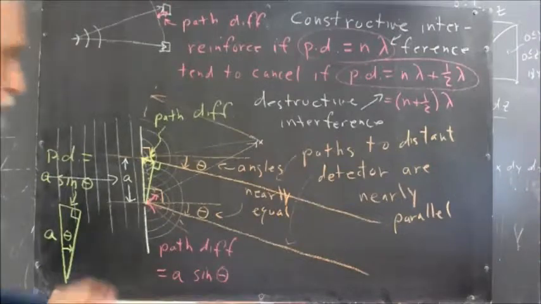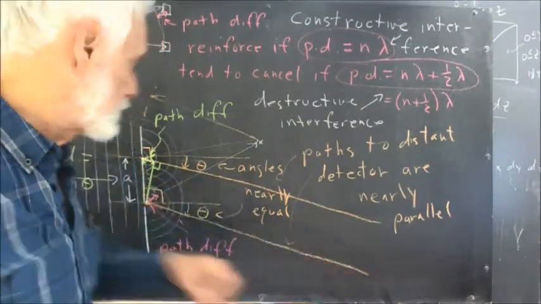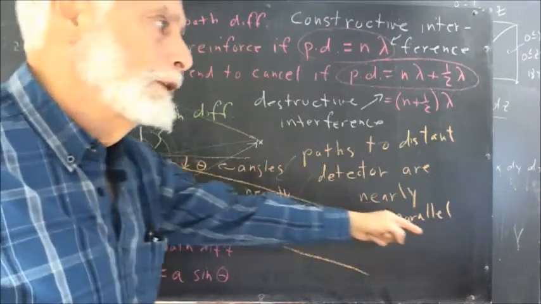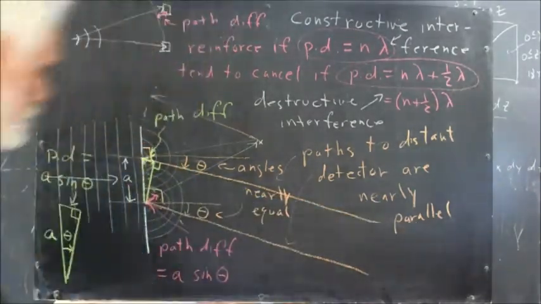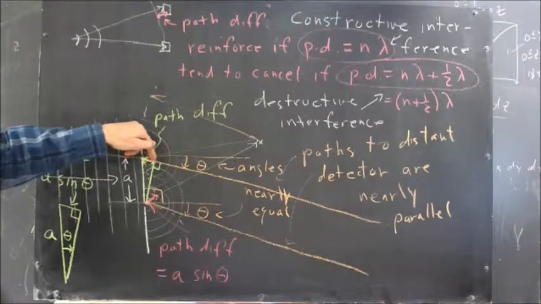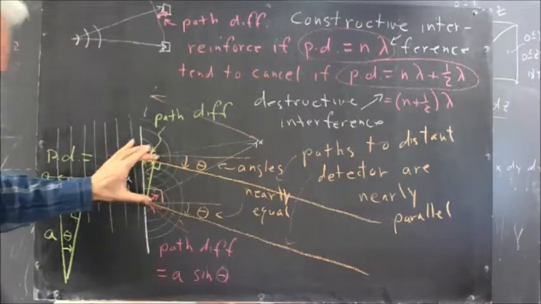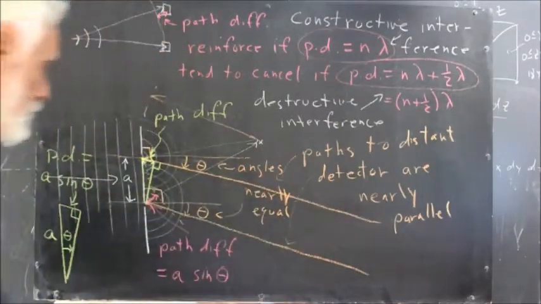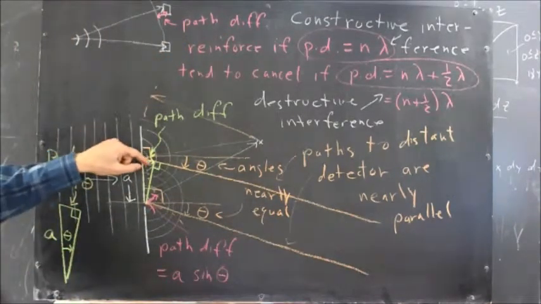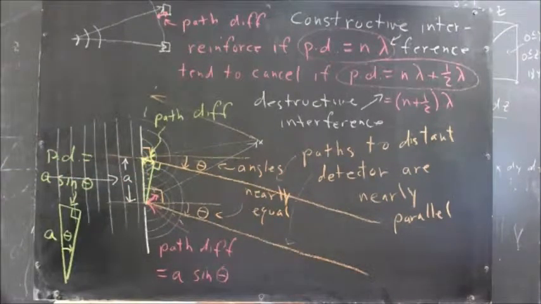Now, the question is, what's the path difference from here to the detector as opposed to from here to the detector? Well, if we draw a line perpendicular to these two nearly parallel paths, so we draw it perpendicular to this one, it's approximately perpendicular down here.